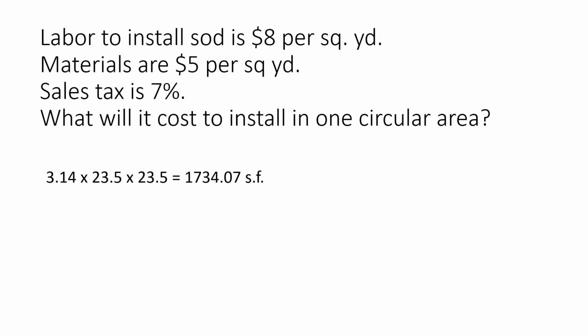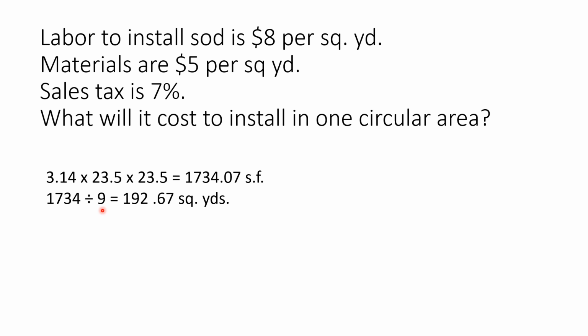Here we go. We start with our formula, pi r squared, and we get 1,734.07 square feet. Now listen, they're asking about square yards, not square feet. Since the radius was in feet, our answer of 1,734 is going to be in square feet. So we have to convert it to yards.